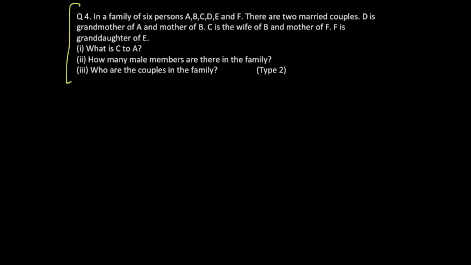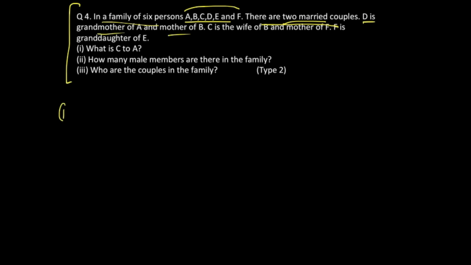Alright, so in question number 4, there's a family of 6 persons A, B, C, D, E, and F. It is given that there are 2 married couples. So you know that out of the 6 people, there are 2 married couples, right? So in the next step, it says that D is grandmother of A and mother of B.